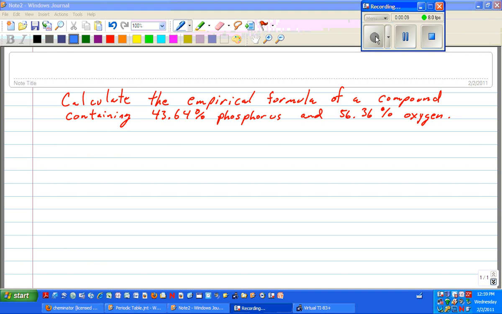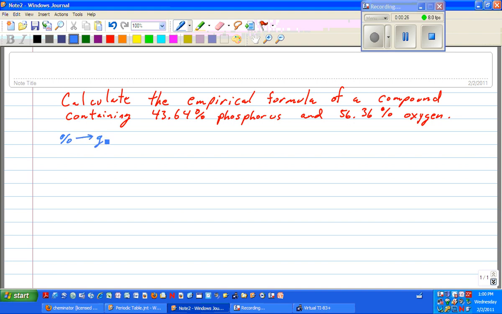What we're going to do is calculate the empirical formula of a compound containing 43.64% phosphorus and 56.36% oxygen. Our first step is to convert percent to grams. That's easy. All we do is rewrite the numbers without percent, and we stick in grams. So let's go ahead and do that.